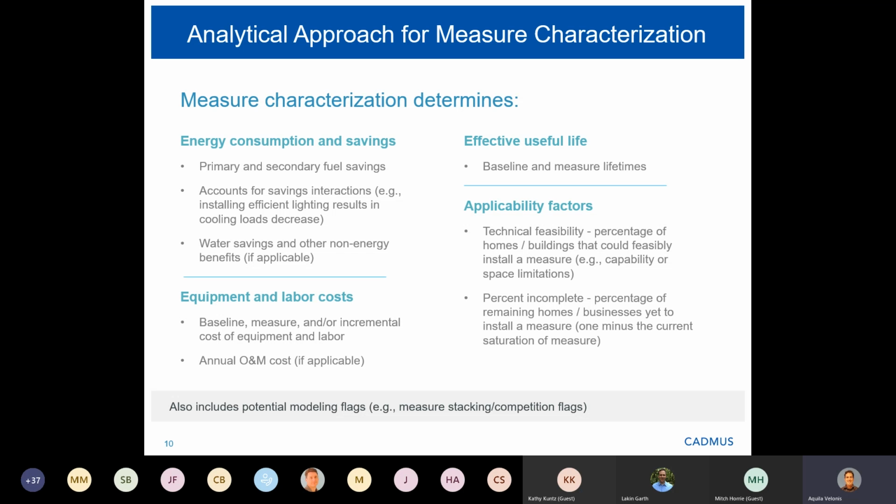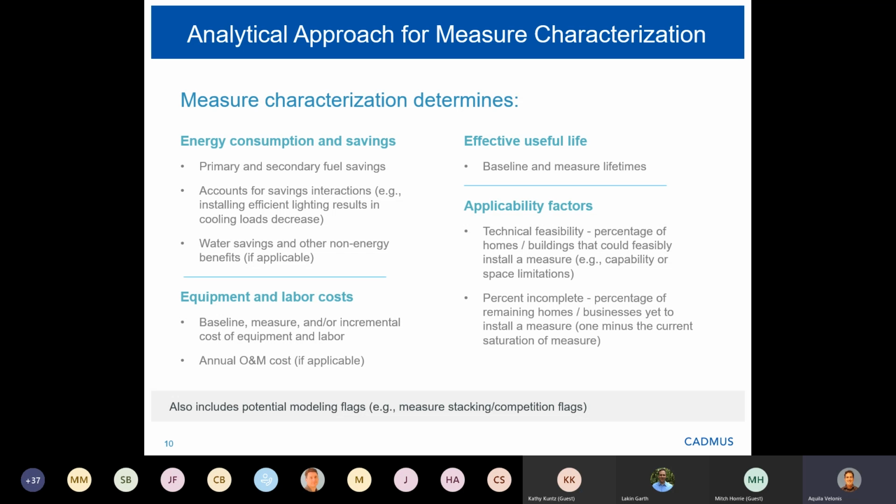For each measure, we assign these applicability factors, and I touched on that a little bit earlier. One of them is technical feasibility. That is the percent of homes or buildings that could feasibly install a measure. Not every building may be applicable to install a measure. There might be space limitations, or the technology is just not feasible for that particular end use. And so we have to apply some limitations for a particular measure to avoid overcounting the potential.